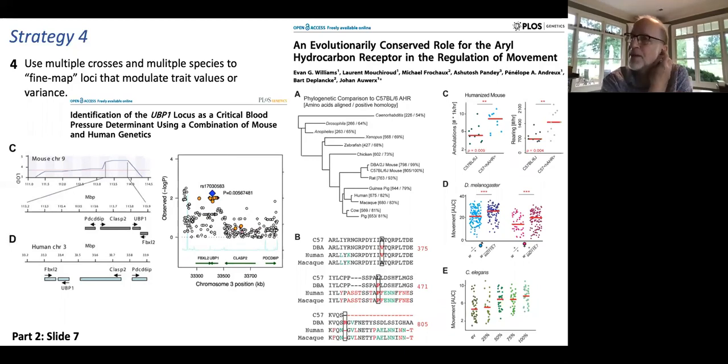That's not always possible, but if your trait is something where there's no argument about the homology of the phenotype, blood pressure in mouse and blood pressure in human, nobody's going to give you grief in study section about whether you're measuring the same thing. Well, they might because of study section, but it would be unjustified.